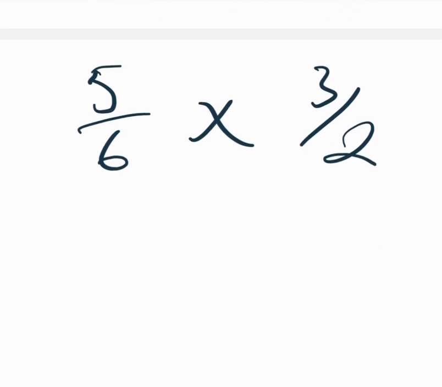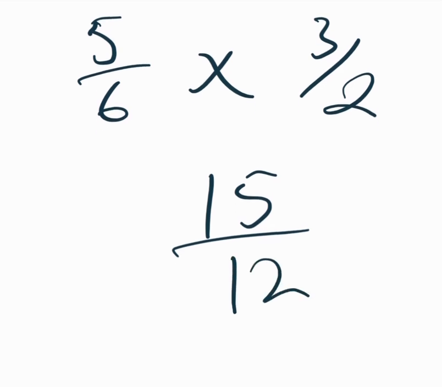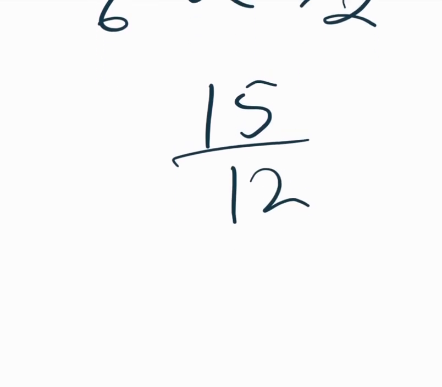So let's proceed. Here, I'm going to multiply then. 5 times 3 is going to give me 15, right? 6 times 2 will give me 12. Right? So at this junction, we can see there's something common between 15 and 12. What is that? 3. 3 can divide both of them perfectly, right? So we're going to choose 3 to divide both of them.